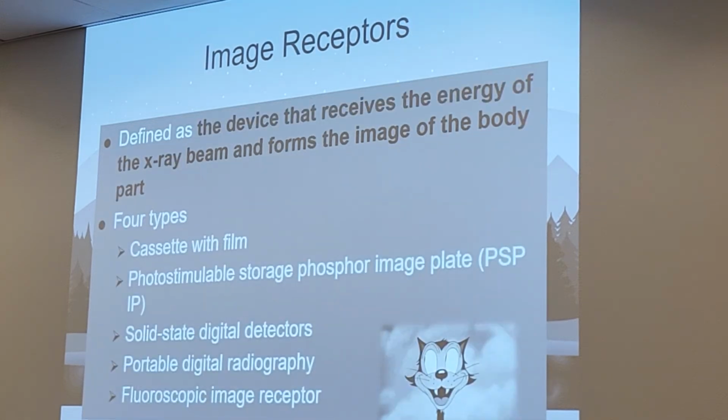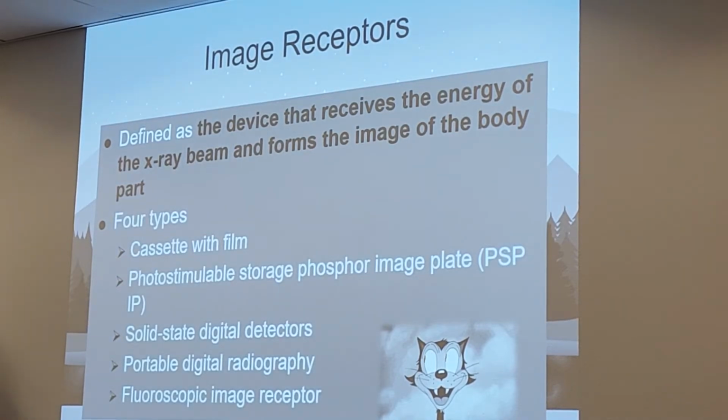All right. Image receptors. So you've seen image receptors in lab. Image receptors are the device which receive energy from the X-ray beam and which forms the image of the body part. So image receptors are what captures the X-rays and turns it into the image we can see. There are 4 types of image receptors.